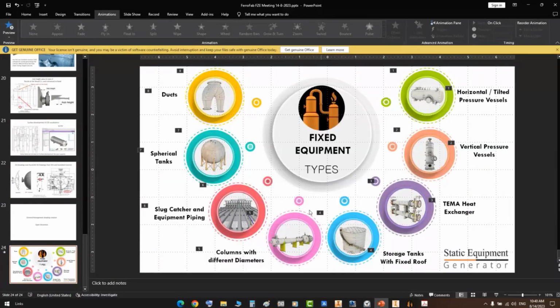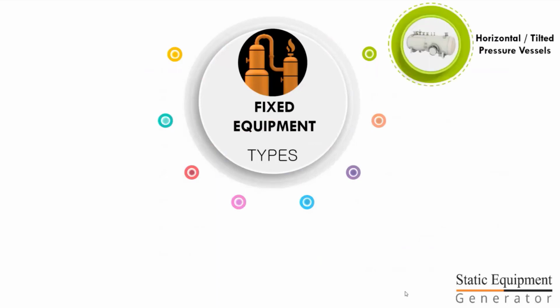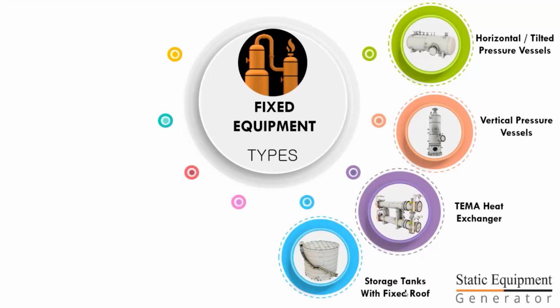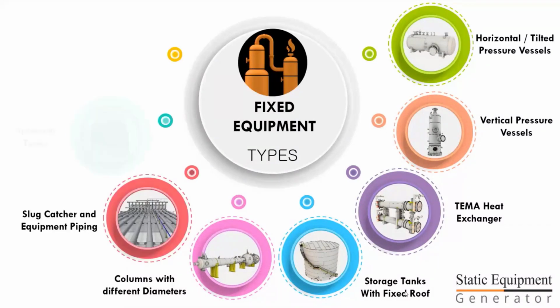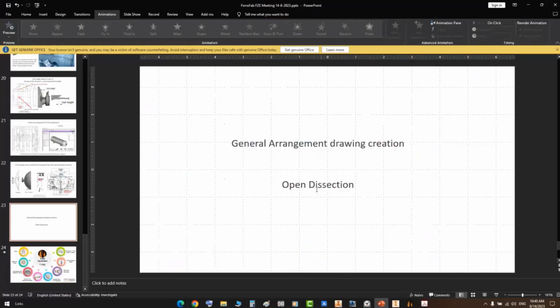Finally, I would like to indicate that SEG software can do horizontal and tilted pressure vessels, vertical pressure vessels, shell and tube heat exchangers, storage tanks with fixed roof, and columns with different diameters and transitional sections. You can make slug catchers, spherical tanks, and ducts. SEG software is the only existing software that can do all of this under one umbrella. Now, if you have any questions, you can ask them, inshallah.